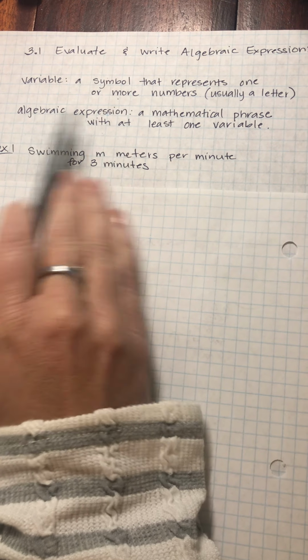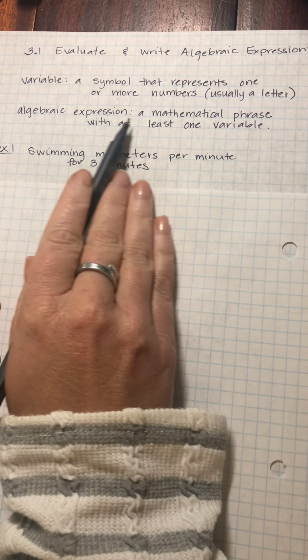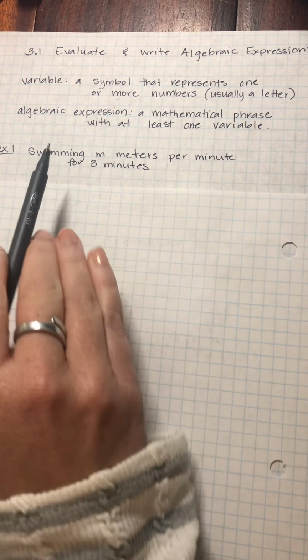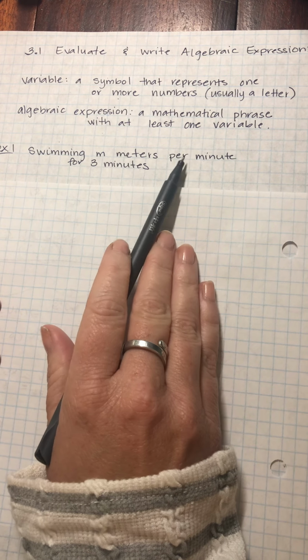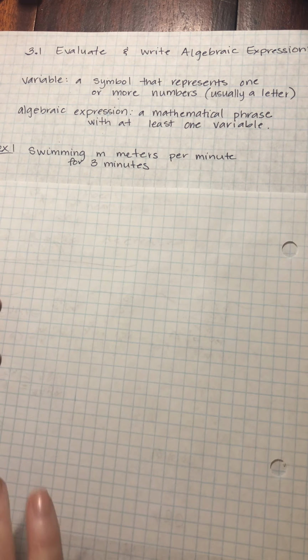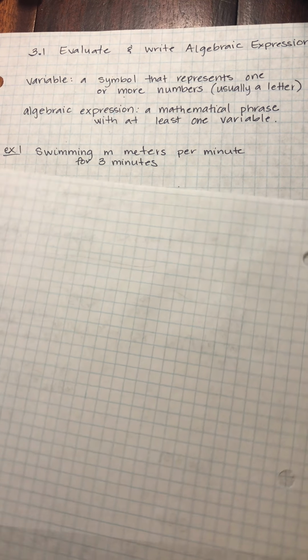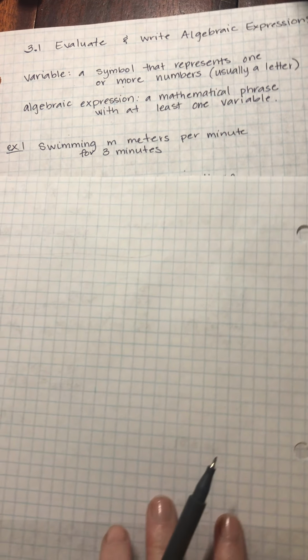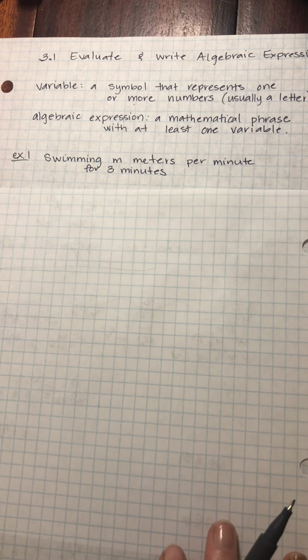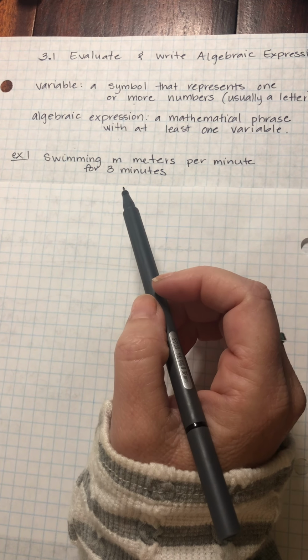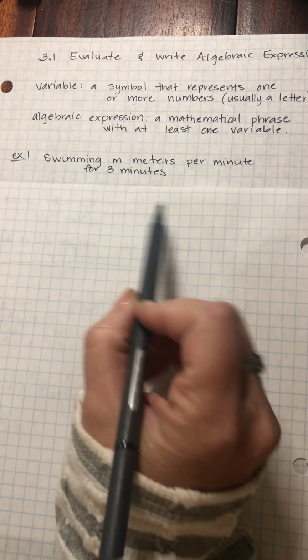So this is an algebra. We're going to turn this sentence into an algebraic expression. So mathematical phrase with at least one variable. Swimming m meters per minute for 3 minutes. So meters is what you use when you do like long distance. I'm not sure how many of you swim, but yards is like summer league. You know, it's the short way across. So we're talking meters. That's the long way.